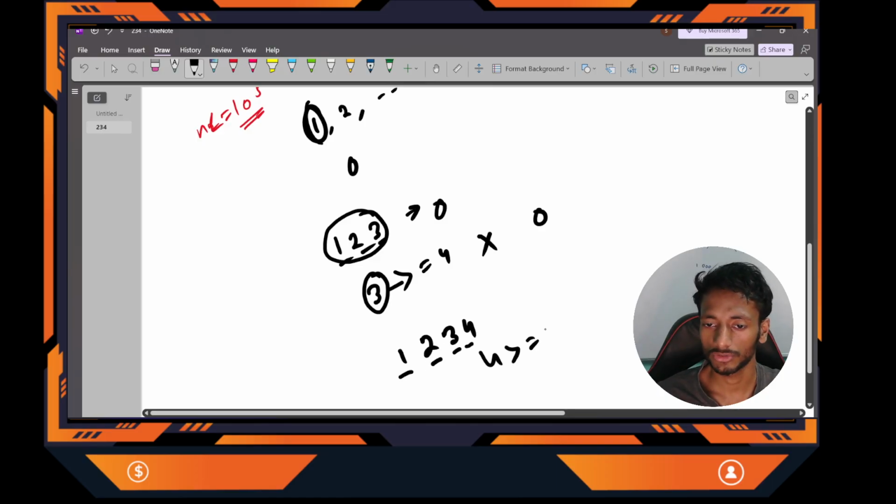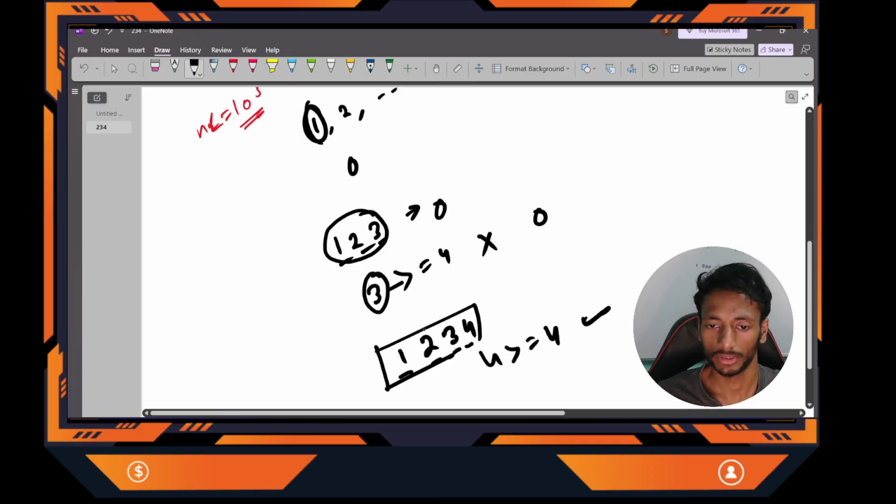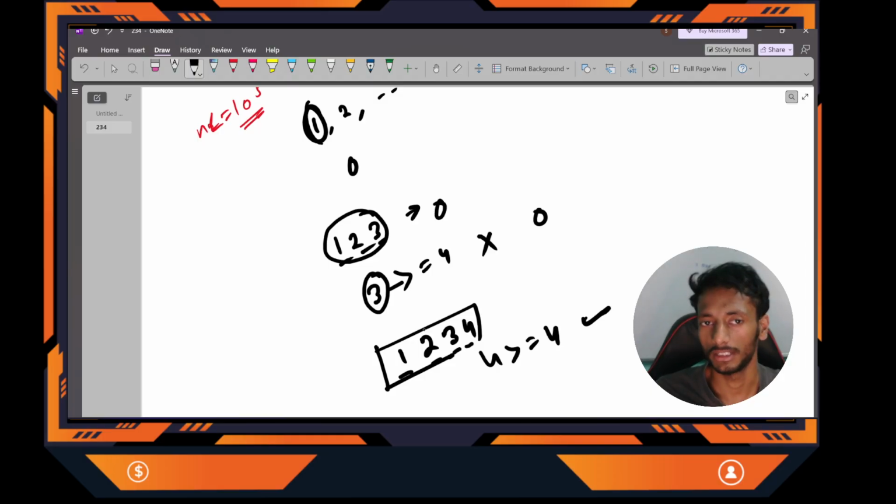So 4 greater than or equal to 4? Yes, true. Now we will check how many commas are present in this number. Visually, we can see that I can place only one comma here. But mathematically, how can I calculate that? It depends on how many 3s I can have if I divide this by 3. So 4 by 3 is ultimately 1, so I can place only one comma.